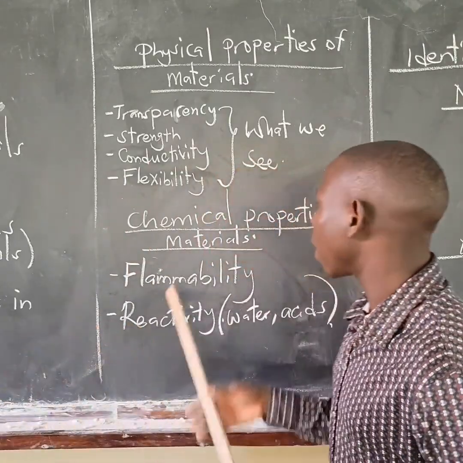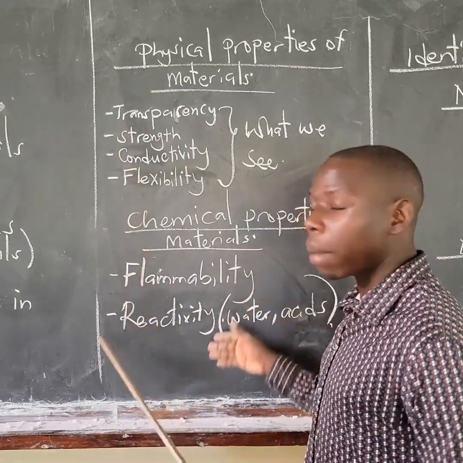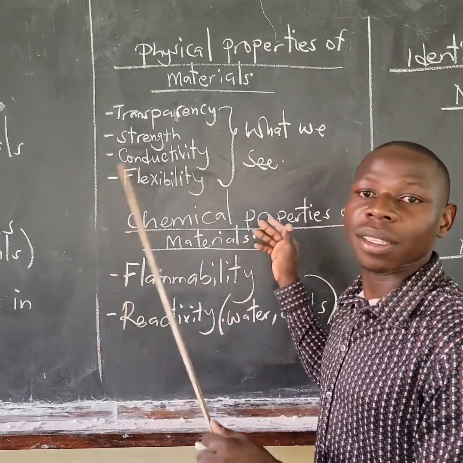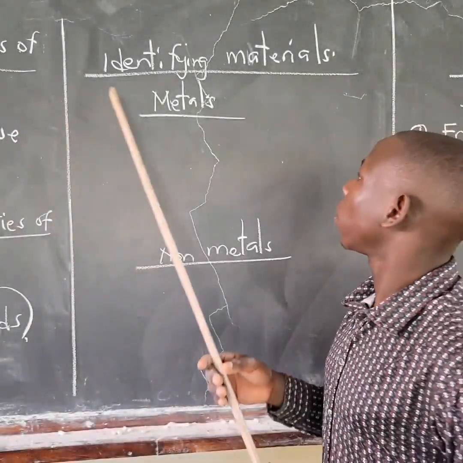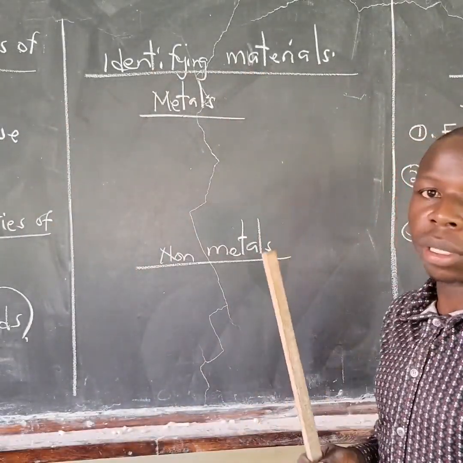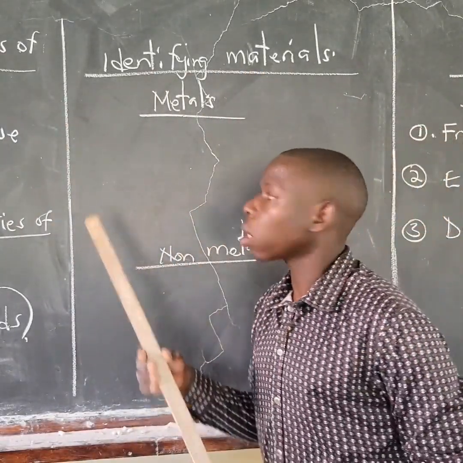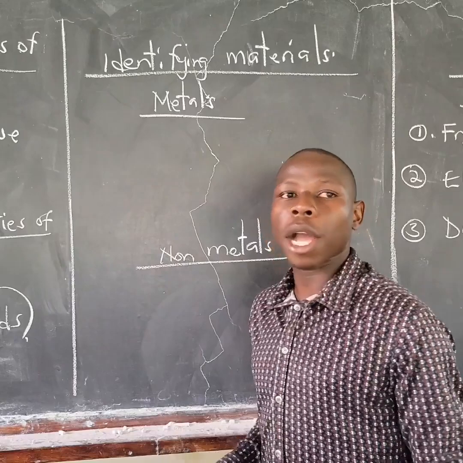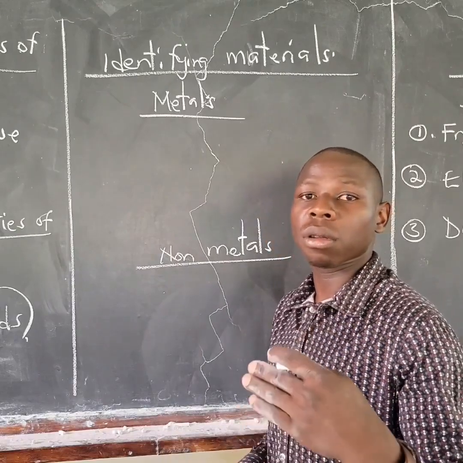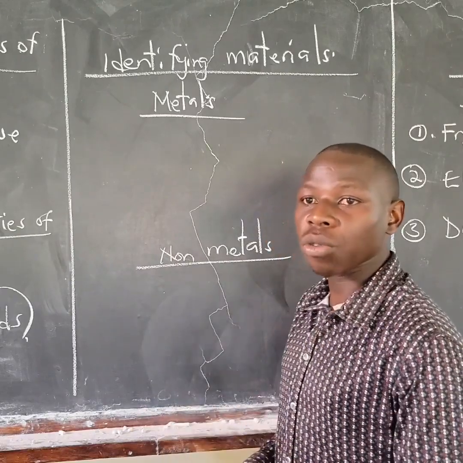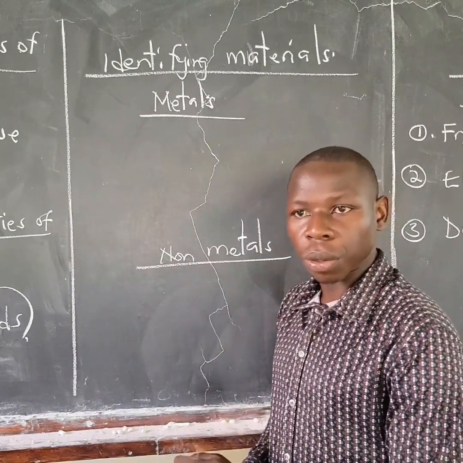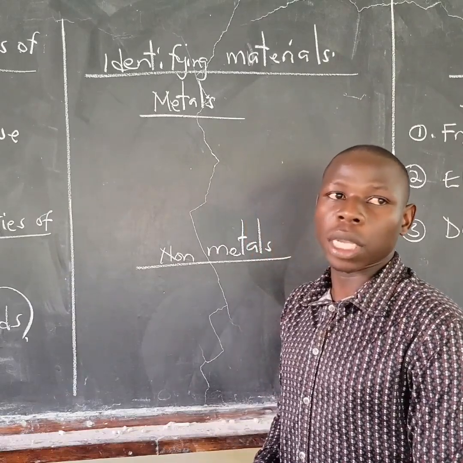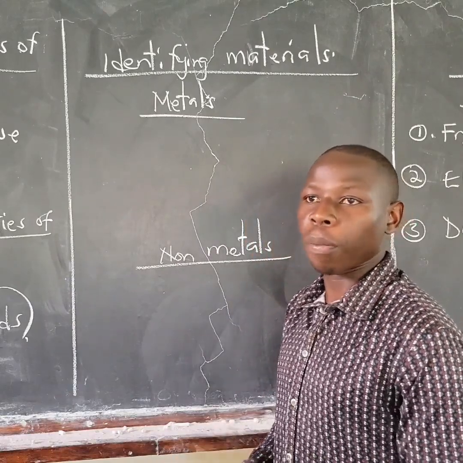So these are the properties of materials. These properties determine what we use these materials for. Identifying materials. And here we're going to identify metals and non-metals. How can we know that this material is metal and this one is non-metal? We shall have three properties we shall consider, or physical properties.